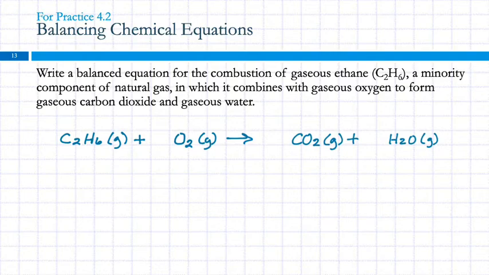So I'm just going to draw a line down the middle where the arrow is, and then I'm going to sort of make a tally sheet of what elements I've got. So I've got carbon, I've got hydrogen, and I have oxygen. And then I'm going to look at each of the reactants and products and identify how many of each of those elements are in that.